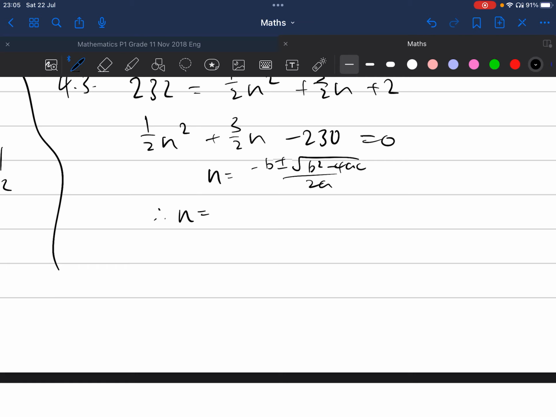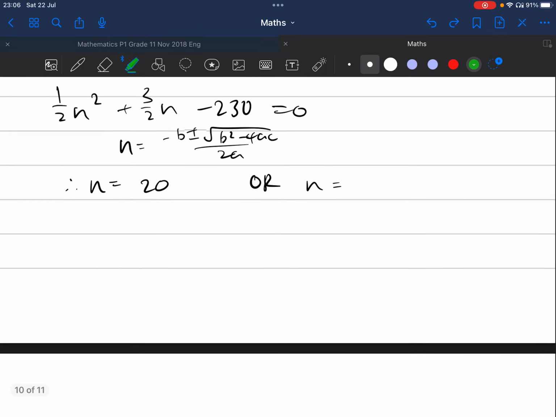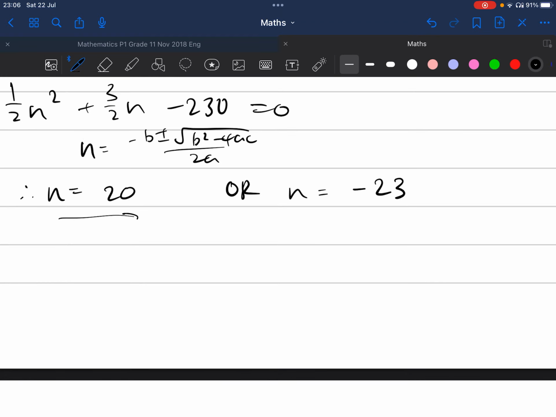So let's do it. Minus b, so in place of b I'm going to put 3 over 2, plus the root of b squared, so 3 over 2 squared minus 4a, which is half, c, which is minus 230, all over 2a. So instead of a, I'll say half. If I press equals, I'll get 20. Now for the other case, where I had plus I'll put in minus, and that gives me negative 23. Now think about this: can I have a negative term? No, so that means the answer is 20.